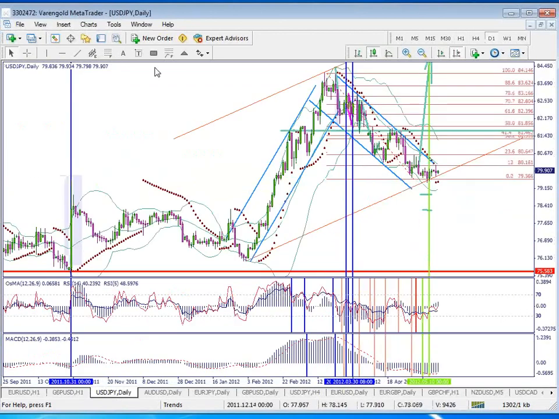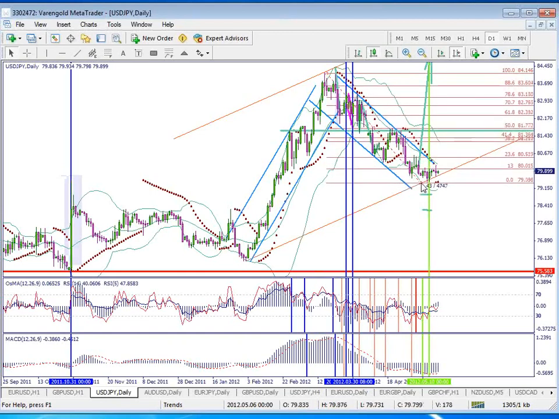Here we have the yen. The yen is trying to establish his uptrend channel, like you can see here. I think that we have to modify a little bit the Fibonacci. We have a new low here into this point at 79.39.